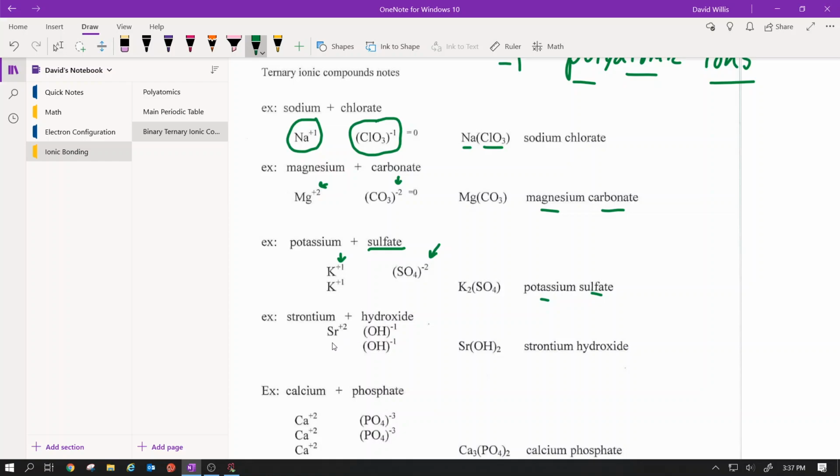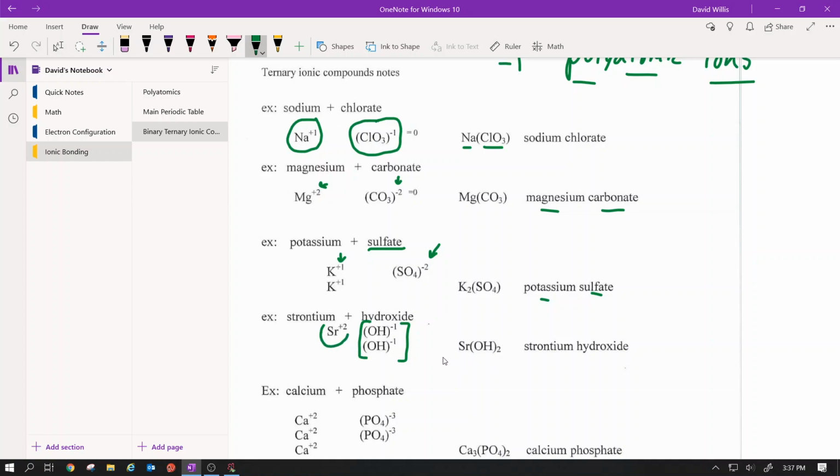What about strontium hydroxide? Strontium, if we find it, is in group 2A, so it's going to make a plus 2 ion. Hydroxide, if we find it, is in the minus 1 ions category, which means I would have to have not 1 but 2 hydroxides in order to accept the donation from 1 strontium.